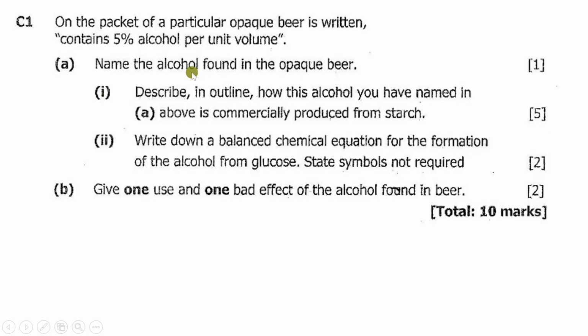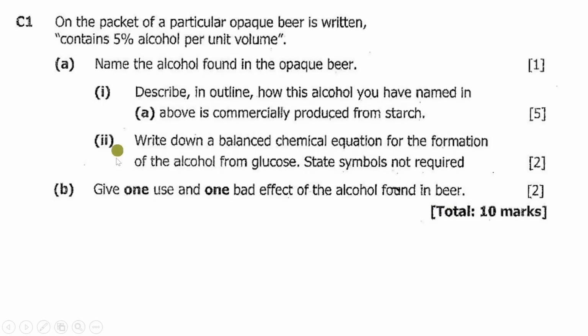So A, name the alcohol found in the opaque beer. Then Roman numeral 1, describe in outline how this alcohol you have named in A above is commercially produced from starch. Then 2, write down a balanced chemical equation for the formation of the alcohol from glucose. State symbols not required. So B, give one use and one bad effect of the alcohol found in beer.